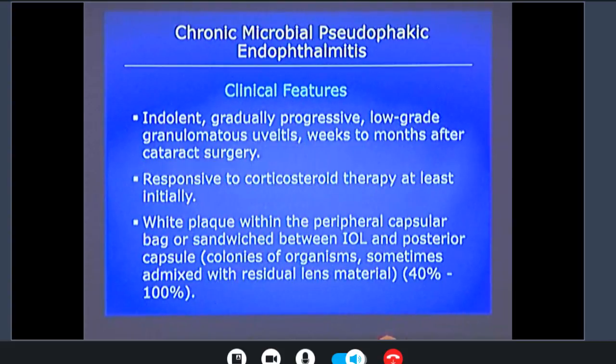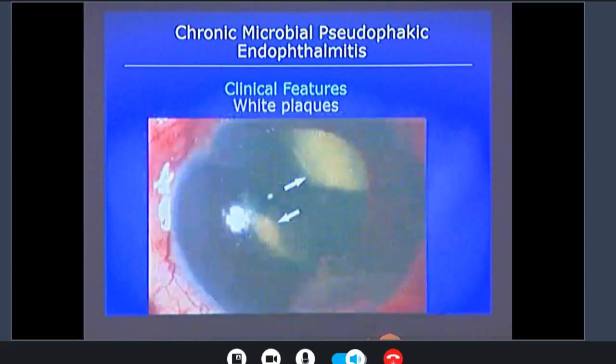So typically, it is an indolent, gradually progressive, low-grade granulomatous uveitis, weeks to months after cataract surgery, with response to corticosteroid therapy, at least initially. Another typical sign is the presence of white plaques, and I'm going to show you many pictures, within the peripheral capsular bag or between the intraocular lens and posterior capsule. These white plaques represent colonies of organisms, sometimes mixed with residual lens material. This is present in about 40 to 100% of the cases.